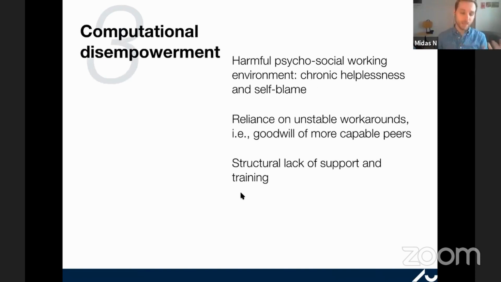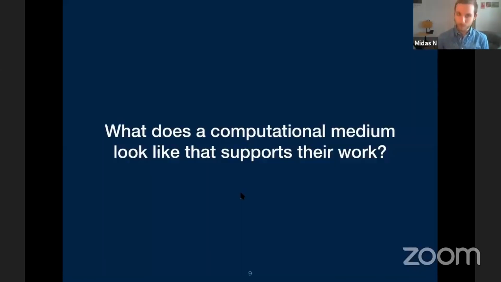And then that turns into this kind of feeling of disempowerment. This became a chronic feeling of helplessness, and unfortunately then also them blaming themselves for their lack of knowledge about the situation. And then they had to rely a lot on unstable workarounds because they had to talk to somebody who was maybe more aware or understanding of programming and be like, oh, could you please help me with this? But obviously their entire working conditions were very much trying to deal with an environment that they didn't understand.